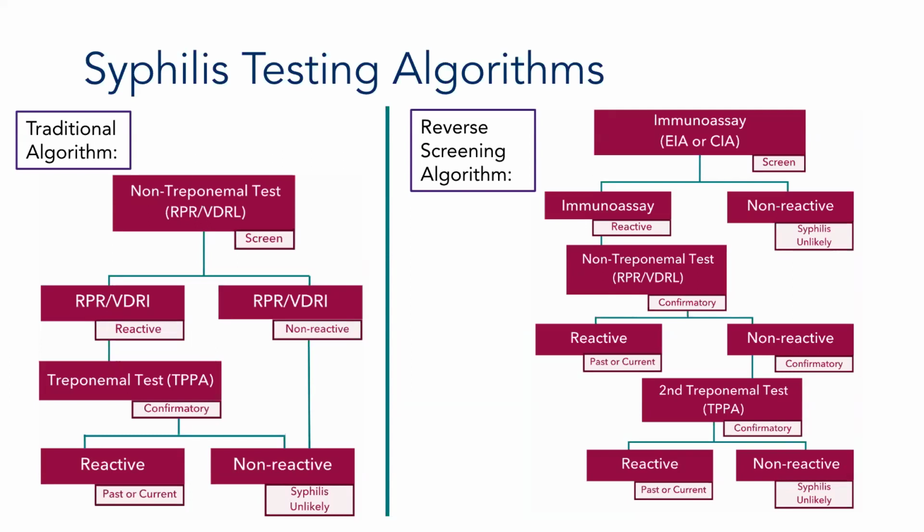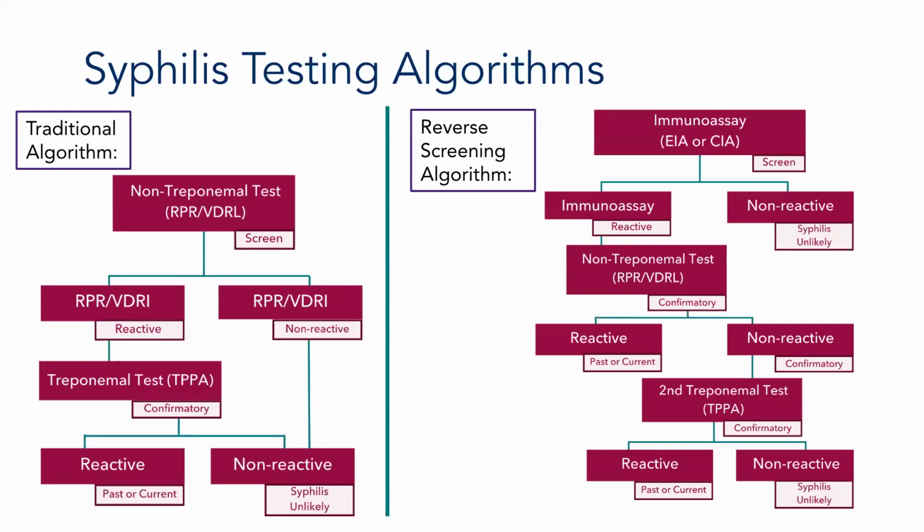So if that initial TREP test, EIA, CIA, TPA, any one of those are run, if that comes back reactive, then at that point you do the RPR or VDRL. And if the RPR is reactive, then you've confirmed that that individual has syphilis, but it's the same as previously, which is you don't know if that syphilis is current or previous syphilis.